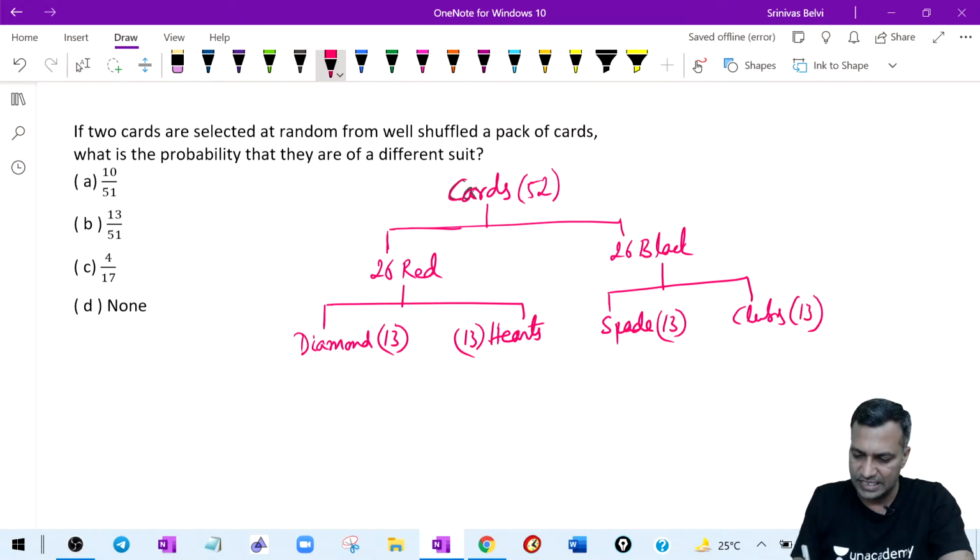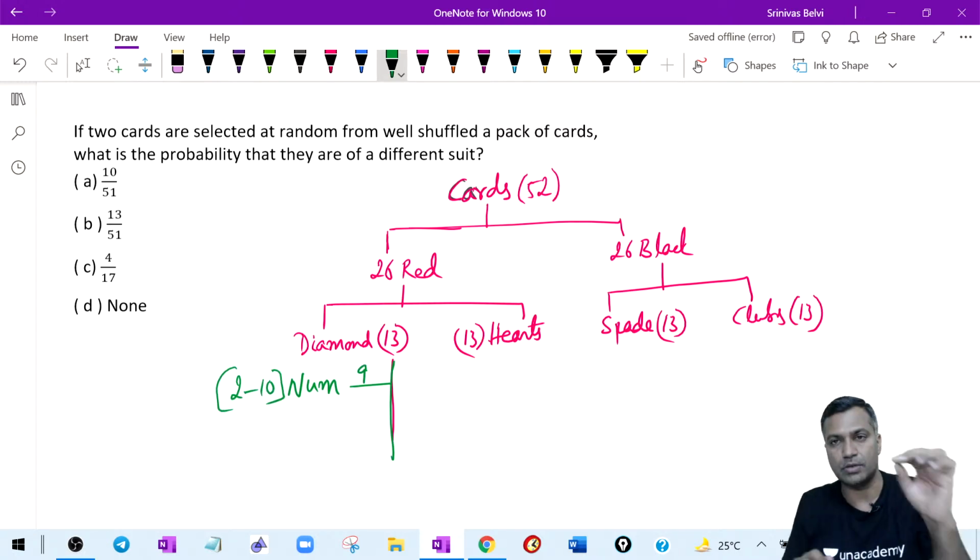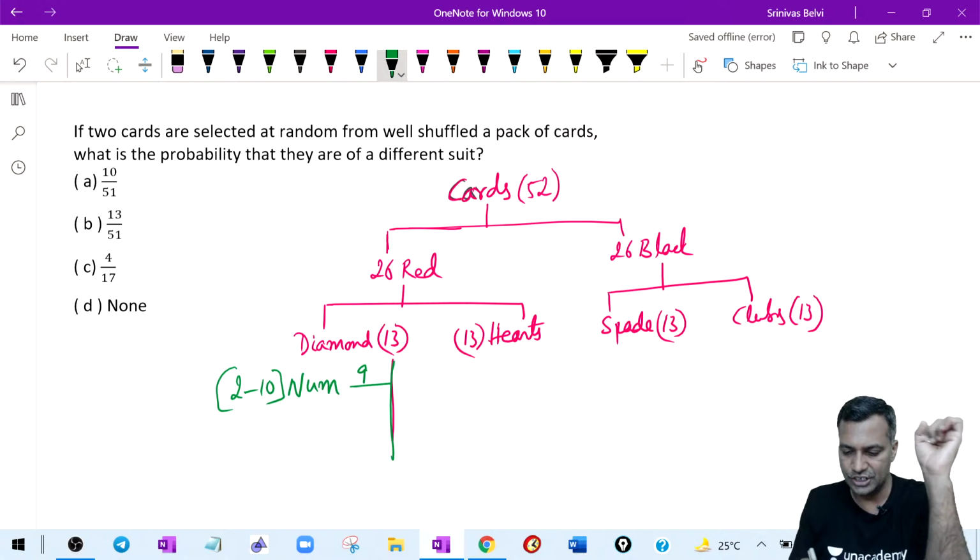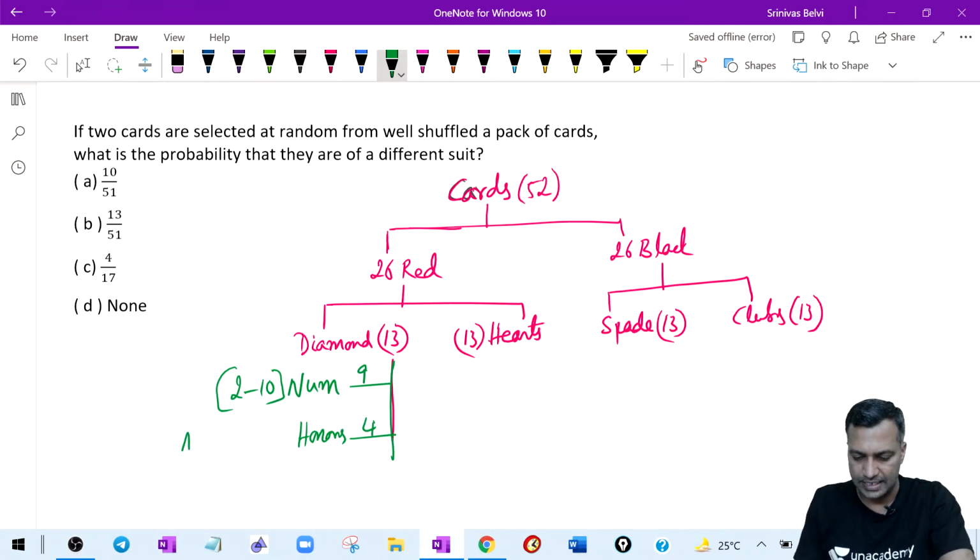Now each one of these suits of 13, under this particular 13, there are numbered cards. Numbers are 2 to 10, so there are 9 numbered cards. There is no number 1. And then you have honors cards. There are 4 honors cards. What are the honors here? Ace, jack, king, and queen. These are the honors cards, right?